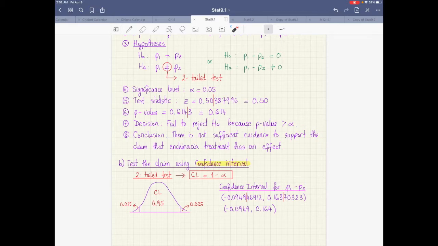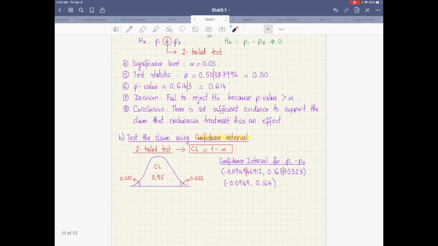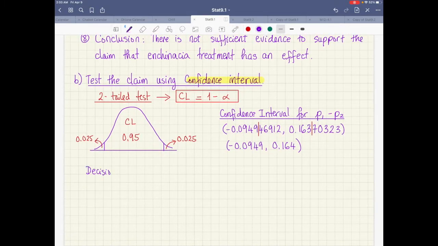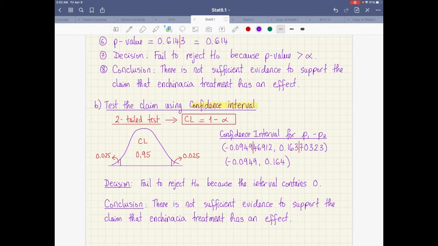And if you look at H0, it says P1 minus P2 equals 0. 0 is included in this interval because it goes from negative to positive. That means I am 95% confident that my H0 is true, which means I will not reject my H0 because my confidence interval contains 0. And the conclusion should be similar.